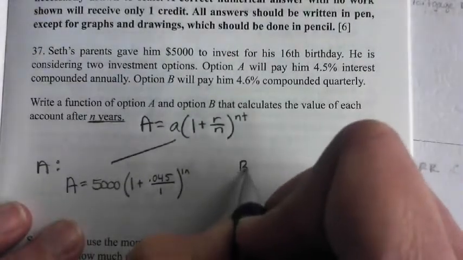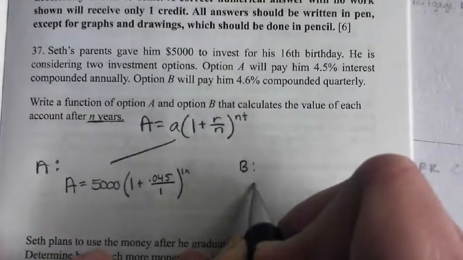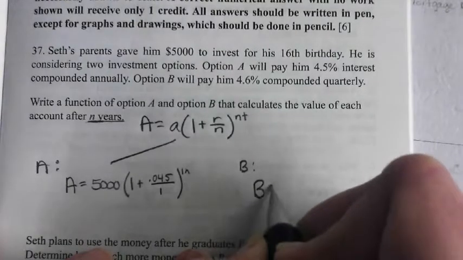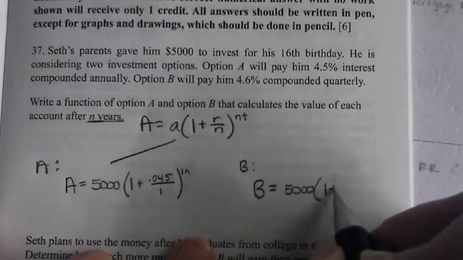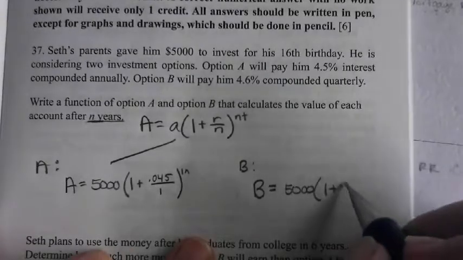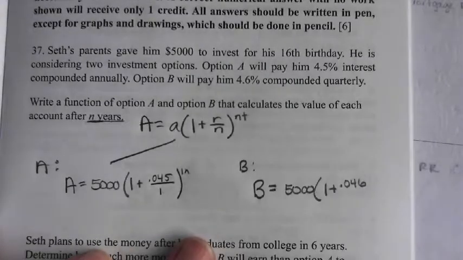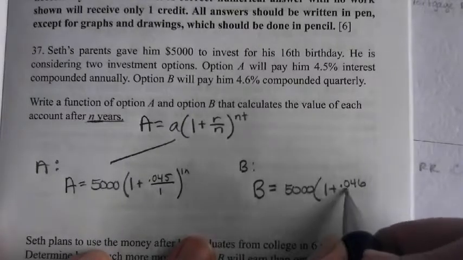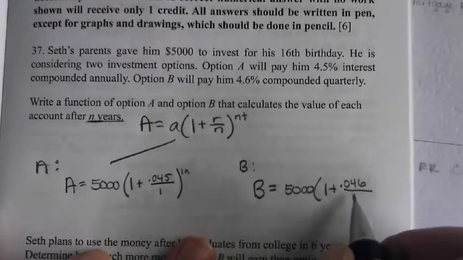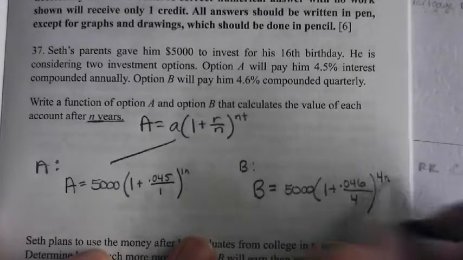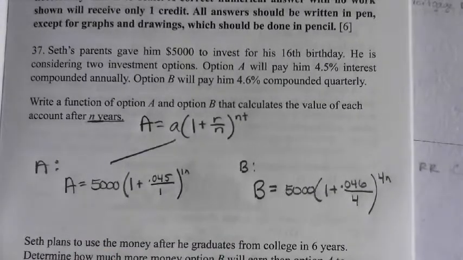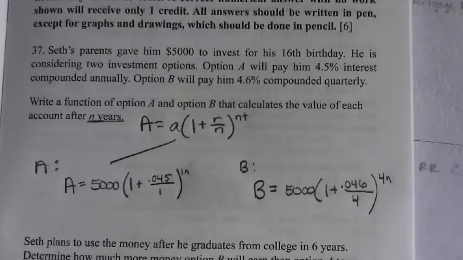And for option B, I'll just use capital B because they don't tell me what to use. Same initial amount of 5,000. My rate is 4.6%, so that's just a subtle change. Compounded quarterly means it's over what, Cameron? 4, to the 4n power. So there's our function. Make sure you use the variables that they describe.